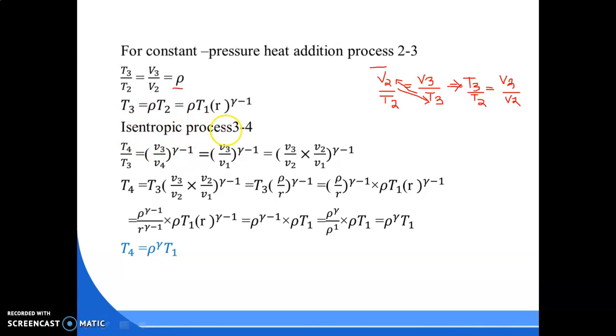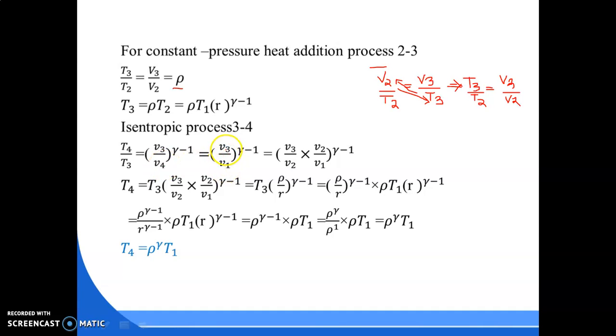Then we consider the isentropic process 3 to 4. What is 3 to 4? Isentropic expansion. In the expansion process, what is the relation? T3 by T4 is equal to V4 by V3, that is V3 by V4 to the power gamma minus 1, which is V3 by V2 into V2 by V1. In place of V4, what can I write? V1. Why? Because 4 to 1 is constant volume heat rejection, so V4 is equal to V1.